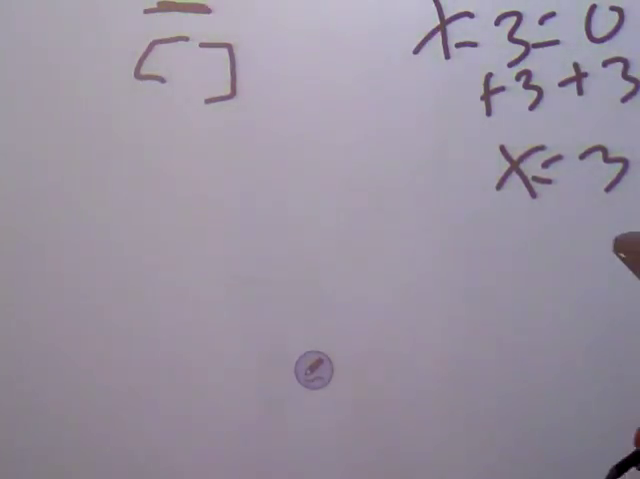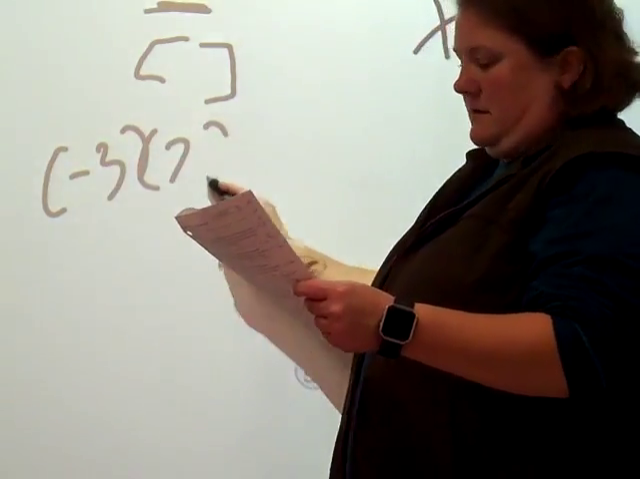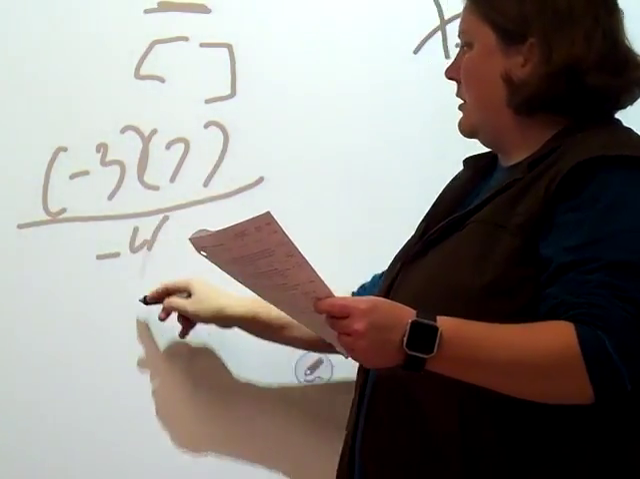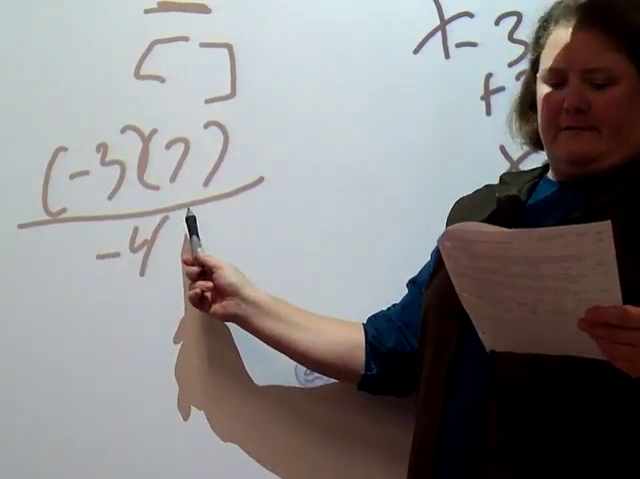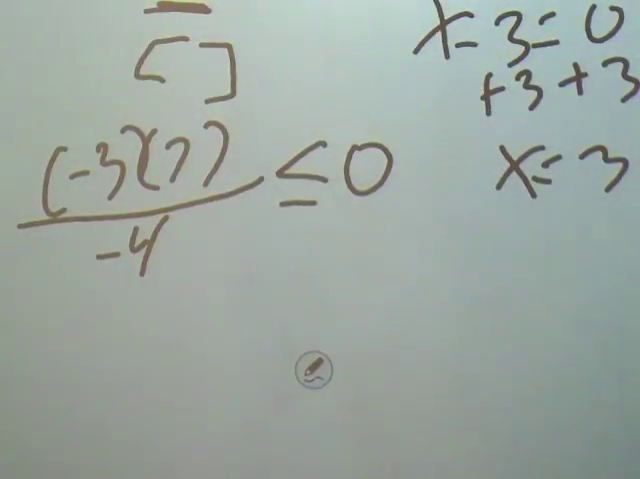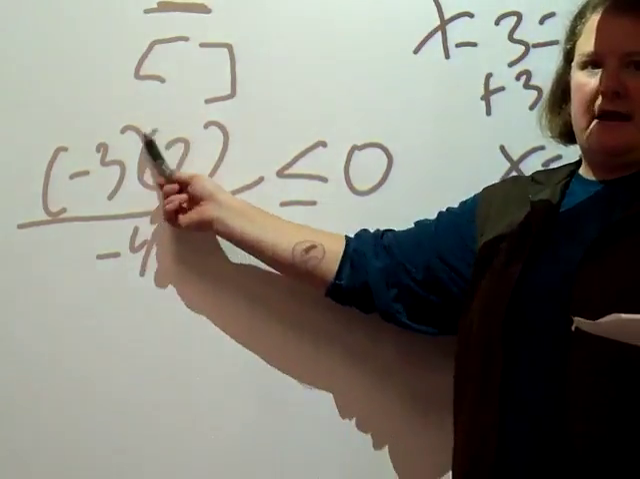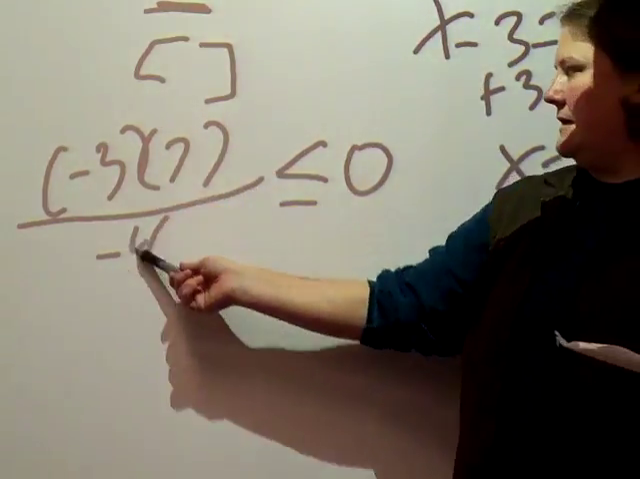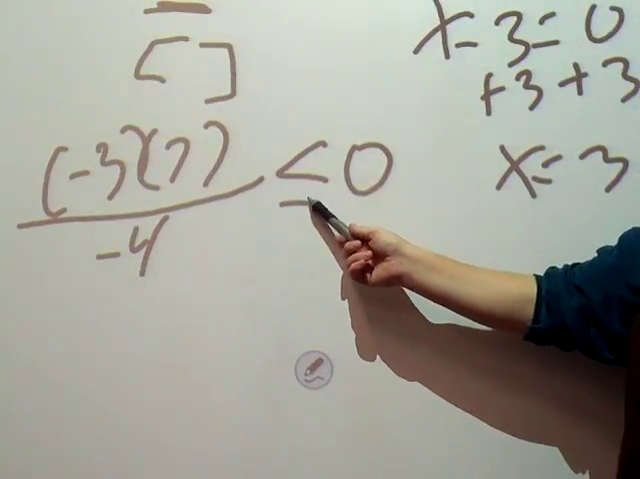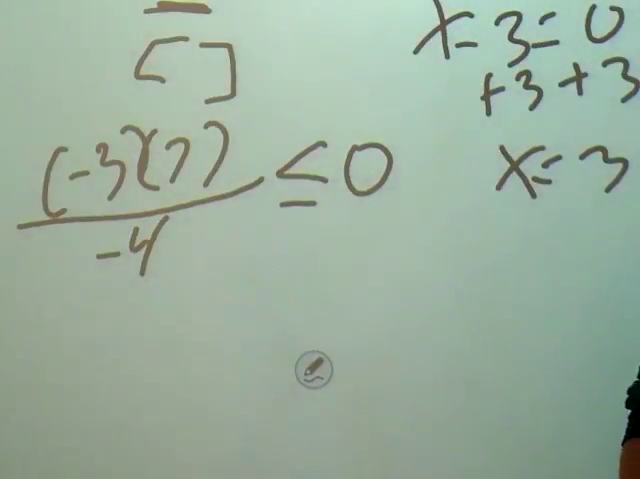Okay, so 0 minus 3 on the original equation. 0 plus 7. 0 minus 4. What's a negative divided by a negative? Positive. So this is, no matter what, this is going to be a positive answer. Is a positive answer less than or equal to 0? No. So 0 should not be shaded, which means your correct choice would be D.